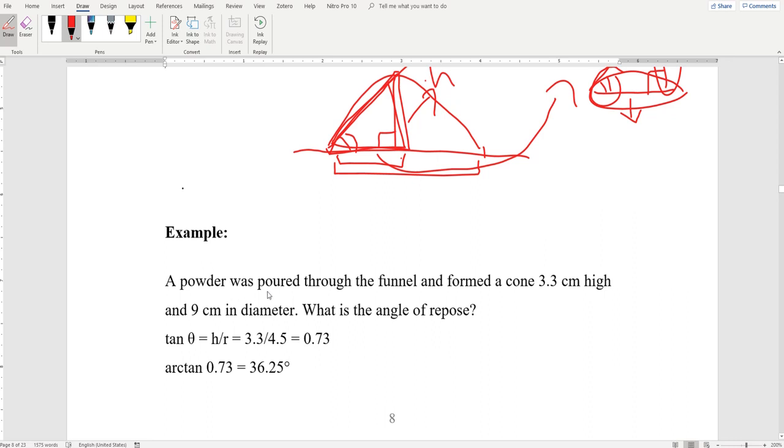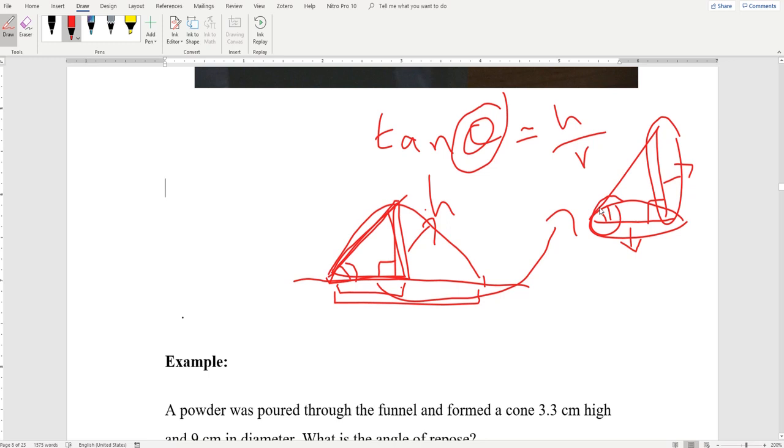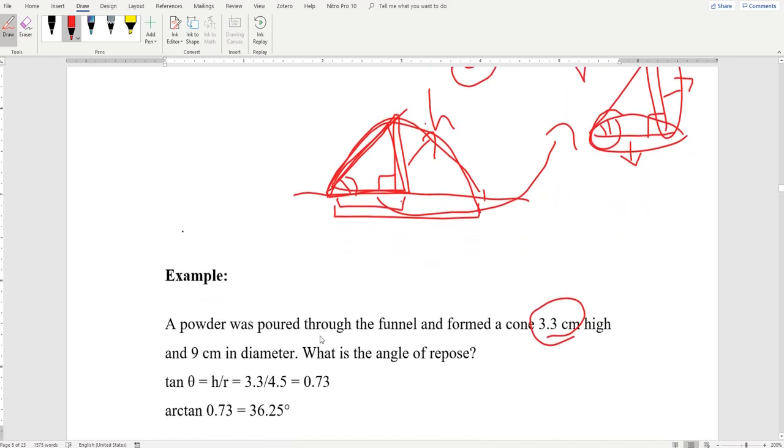Example: a powder was poured through a funnel and formed a cone. The height is 3.3 centimeters, and the diameter is 9 centimeters. What is the angle of repose? Height is 3.3, diameter is 9. Now I want to get the radius, so I have to divide 9 centimeters by 2 to get the radius R.